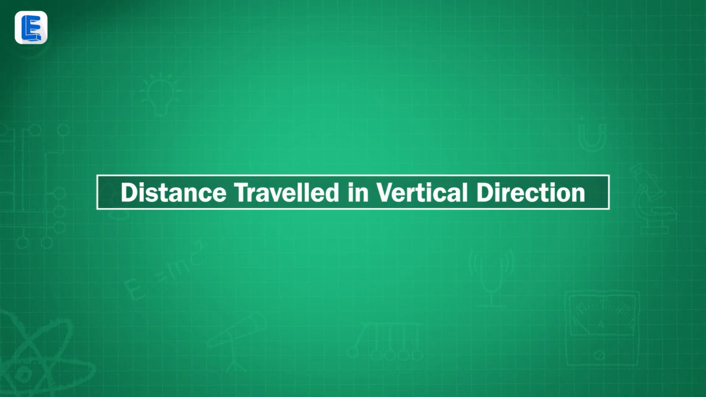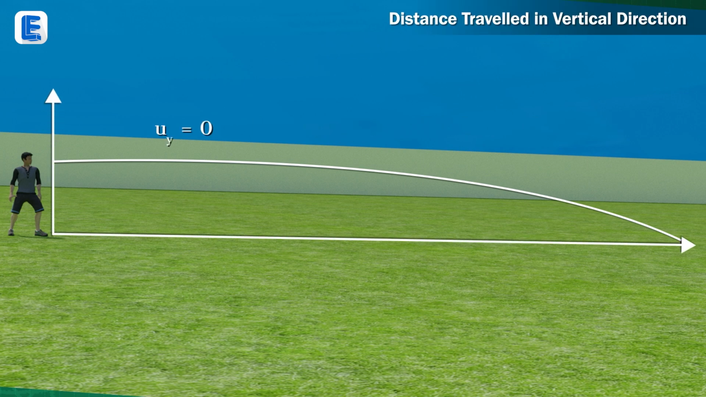Distance traveled in vertical direction. Here, uy is equal to 0, a is equal to minus g. From s is equal to ut plus half at squared, y is equal to minus 1/2 gt squared. This is the second equation.